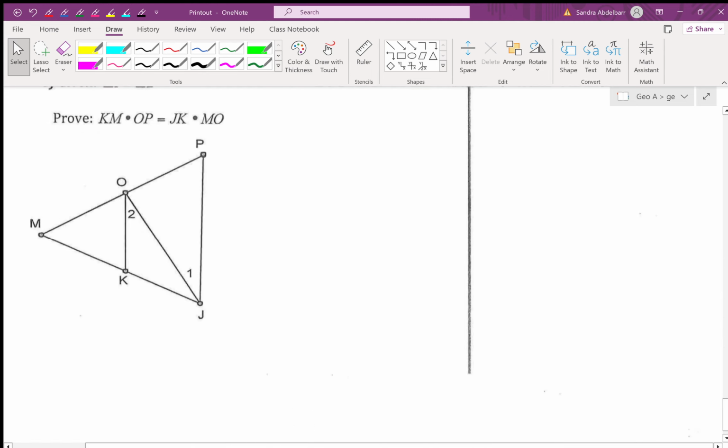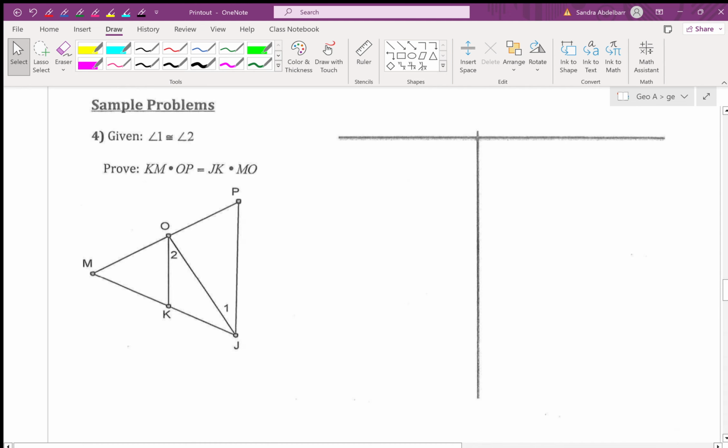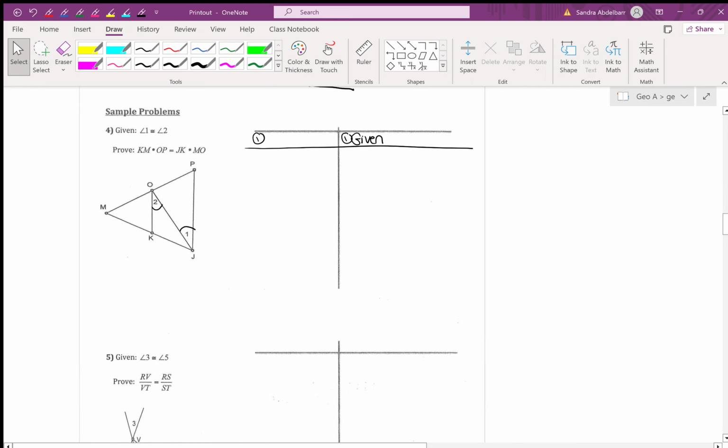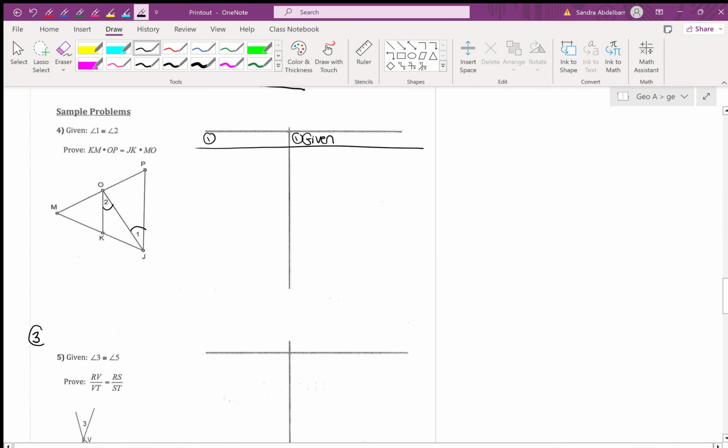So, looking at number 4, we have that angle 1 is congruent to angle 2. That's our given. Now, we want to prove the cross multiplication of something. When we prove the cross multiplication of something, how many steps do I want in my game plan? 3. Yep, I want 3 steps in my game plan. So if I want 3 steps in my game plan, let's come up with these. I'm going to go to my third step. We're working backwards, is our cross multiplication. KM times OP is equal to JK times MO.